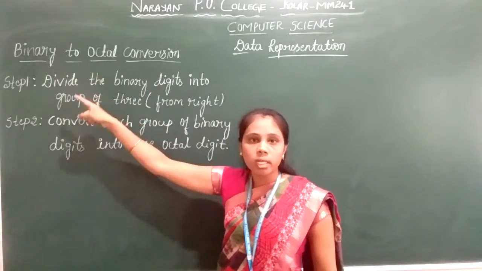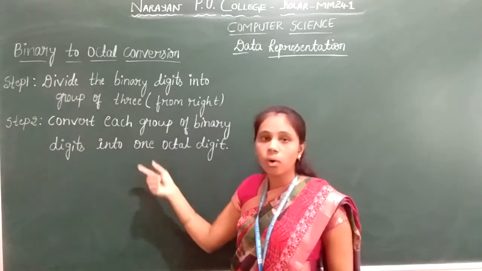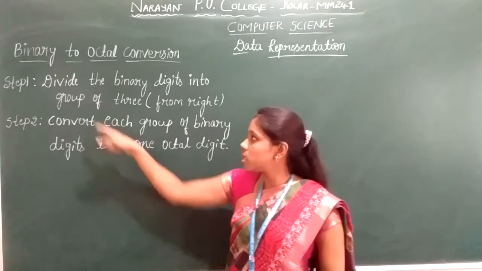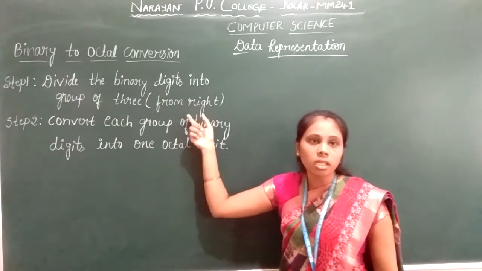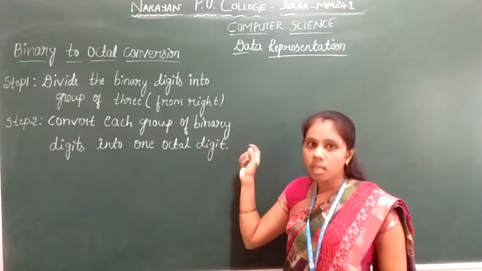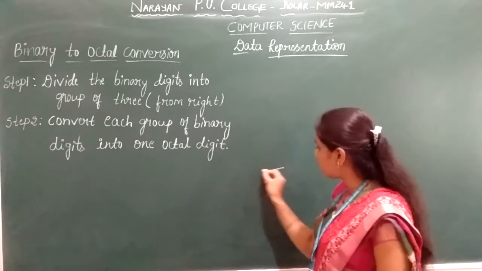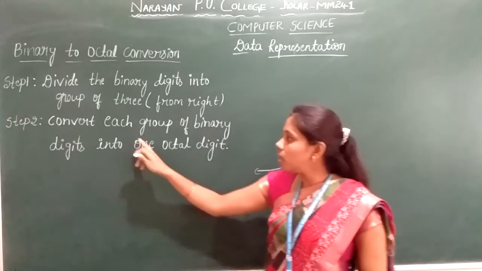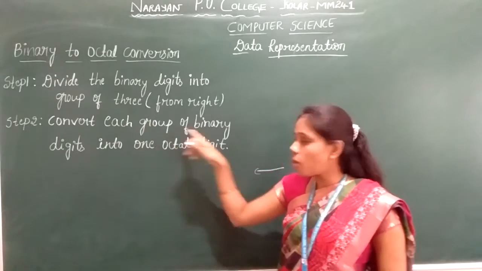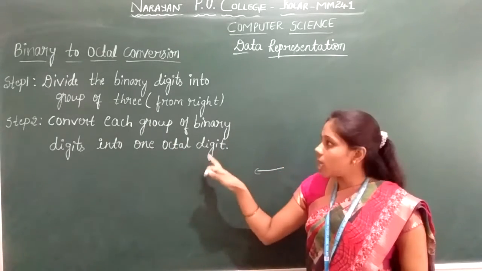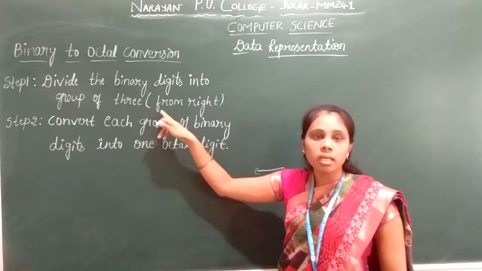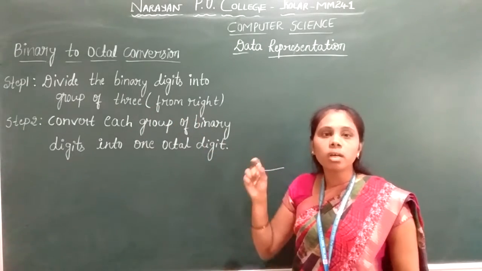When converting from binary to octal we need to follow these steps. In the first step we divide the given binary digits into groups of 3 bits, starting from right to left, and convert each group of binary digits into one octal digit. Let me repeat again: divide the given binary digits into groups of 3 bits.